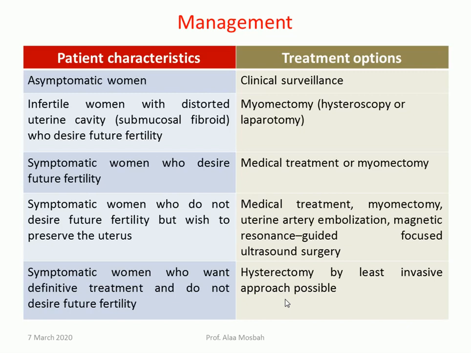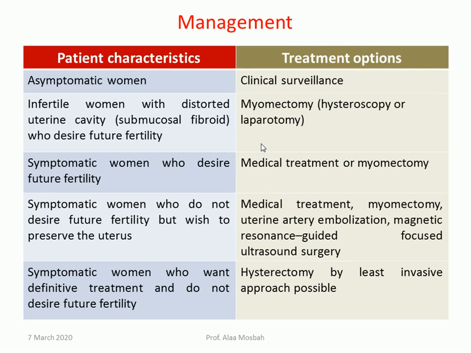Infertile women with distorted uterine cavity as a submucosal fibroid who desire future fertility do myomectomy, especially the hysteroscopic myomectomy, which is much better than abdominal myomectomy. In certain circumstances, hysteroscopy is the best choice. If the submucosal myoma is less than 4 centimeters, if it is single, it can be resected easily by electrodes through hysteroscopy.